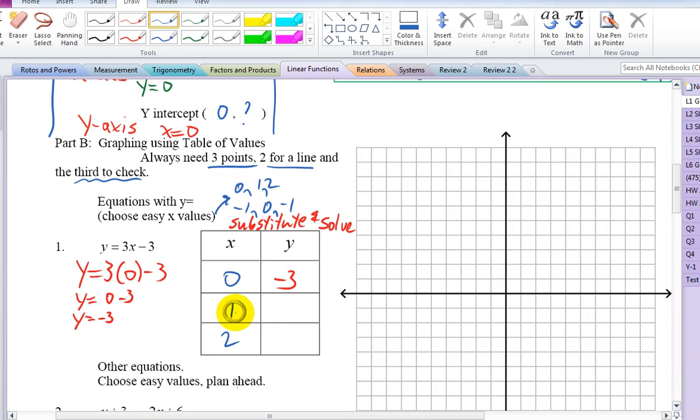So then I'm going to find what happens now that x has changed. I have to redo this, and instead of using 0, I use x equals 1. So y equals 3 times 1 minus 3. y equals 3 minus 3. y equals 0. Okay. Go ahead, do that one more time, this time for x equals 2. So x has changed one more time.